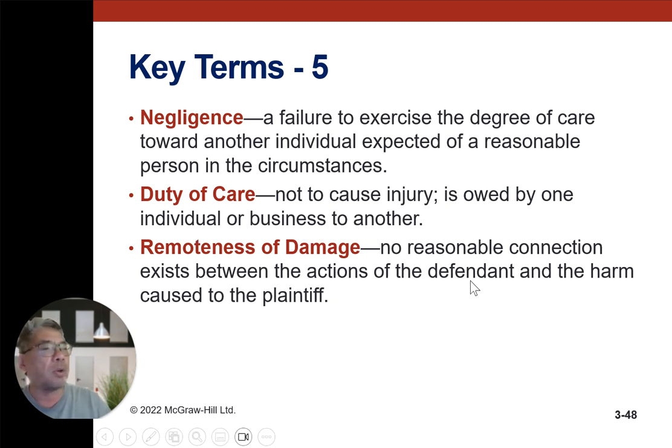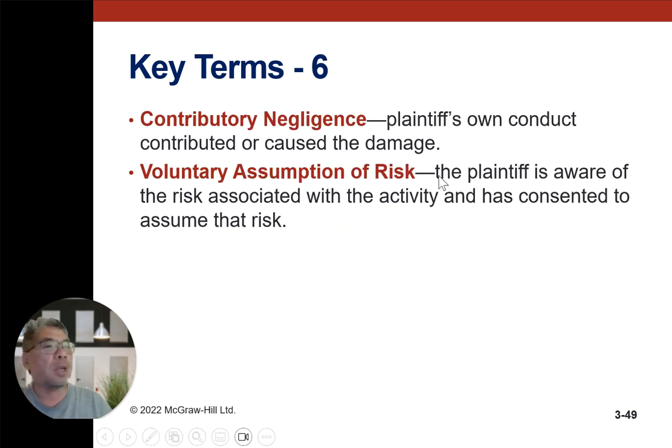Remoteness of damage: no reasonable connection exists between the action of the defendants and the harm caused to the plaintiff. So the last key term, number 6, is contributory negligence: the plaintiff's own conduct contributes to the cause of the damage. Voluntary assumption of risk means the plaintiff is aware of the risk associated with the activity and has consented to assume the risk.